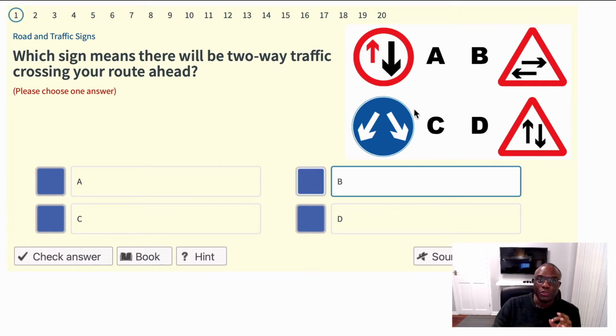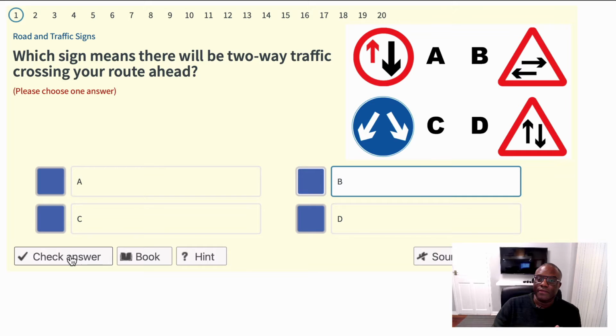But you always still check C and D because sometimes there's a better answer with more information in. So always still go through all your options. With C, it's not C because again, you're going up. And that sign means pass either side. And D, as much as it looks similar to B, you're going up with the arrow, so it's not crossing your path. This is two-way traffic straight ahead. So the answer will be B.